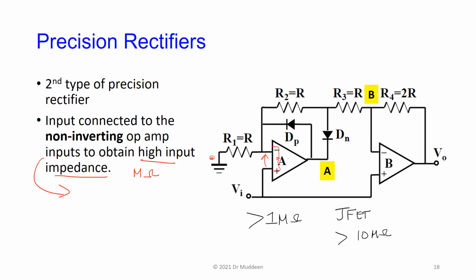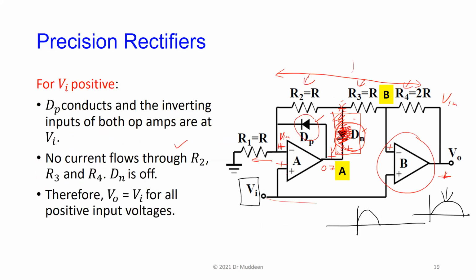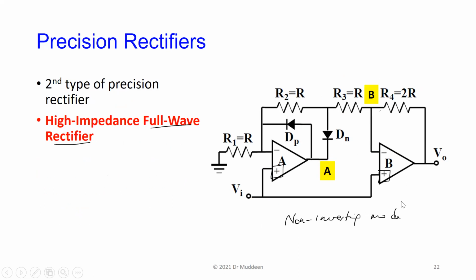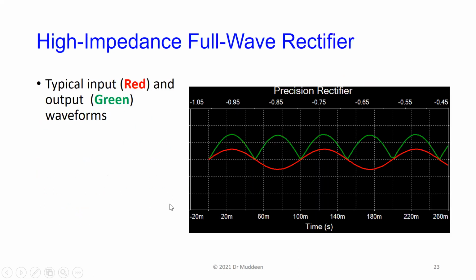So this one now, we start to use the non-inverting input, so the input impedance has gone up. And then secondly, by sticking in a second op-amp emitter here, we are able to get the full wave rectifier behavior, whereas before we got the half wave. Okay, so this particular one gives you full wave, and if you simulate the circuit, this is sort of the typical waveforms that you would get.